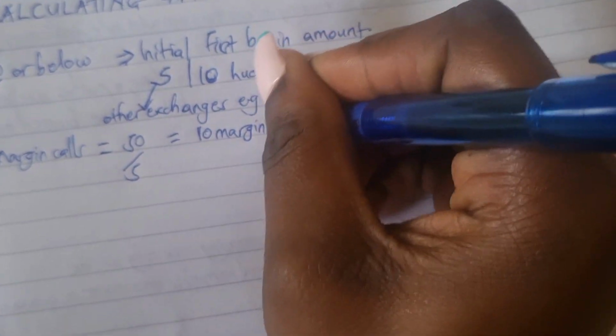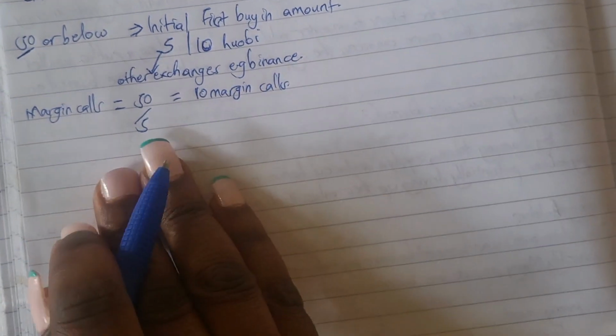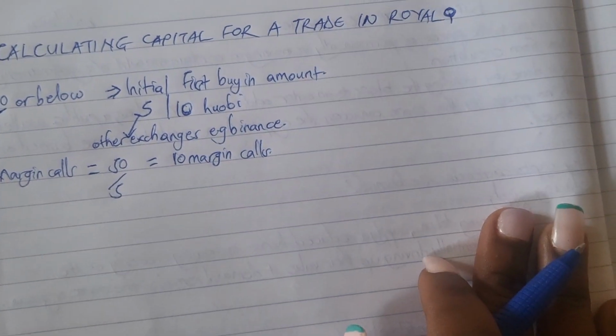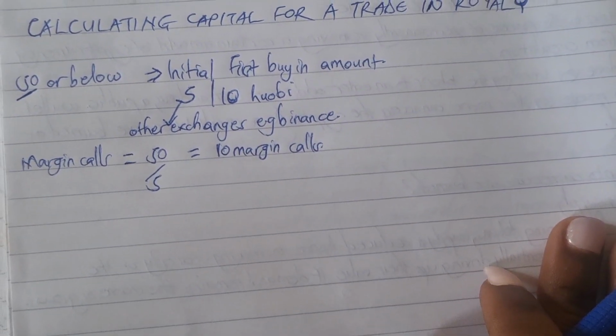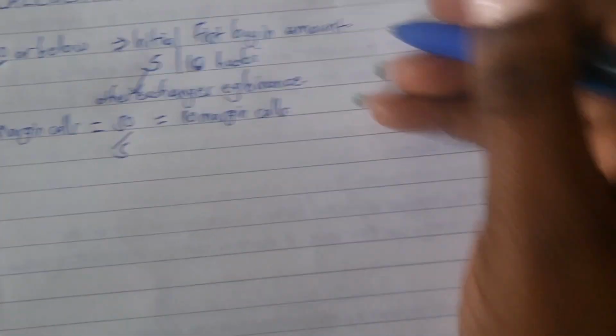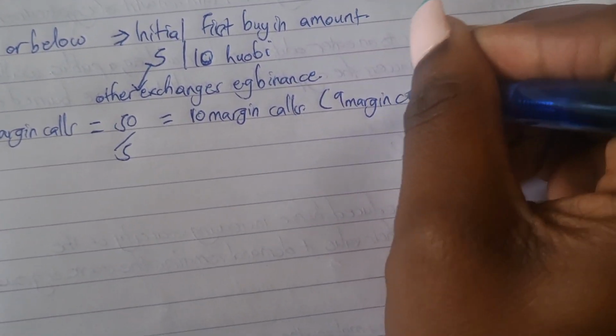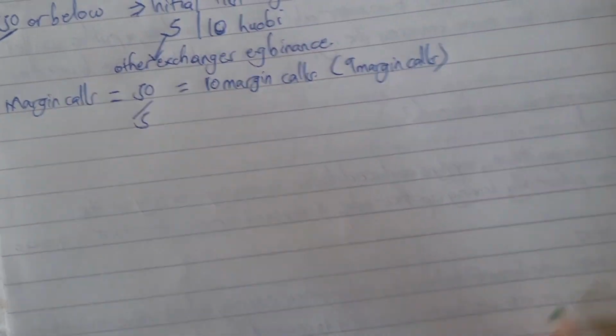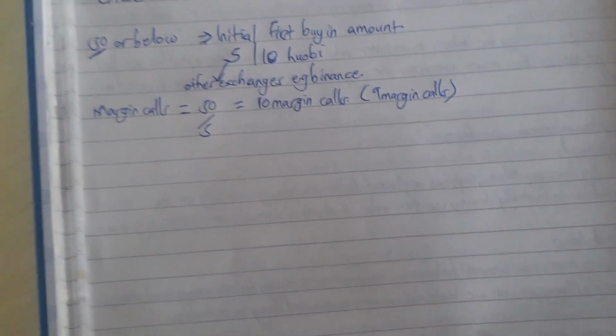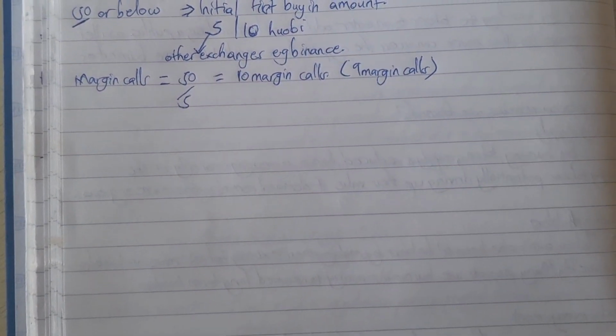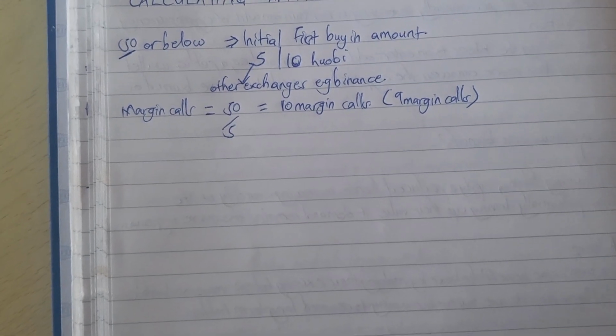But there is what we call the initial first buying time. That is the first time the robot buys. So that means you may have 9 margin calls, because there is what we call the initial buying time. Yes, the robot buys the first time before it comes to pick the margin calls.